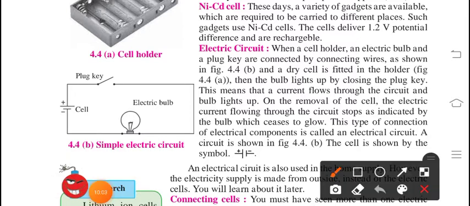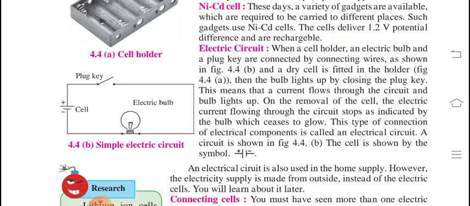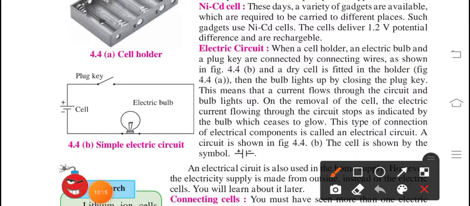Now, what are the things given in the circuit diagram? When a cell holder, an electric bulb and a plug key are connected with connecting wires as in the figure, the bulb gives light by closing the plug key. This means that current flows through the circuit and the bulb lights up. On the removal of the cell, the electric current flowing through the circuit stops, as indicated by the bulb, which ceases to glow. This type of connection of electrical components is called an electrical circuit.